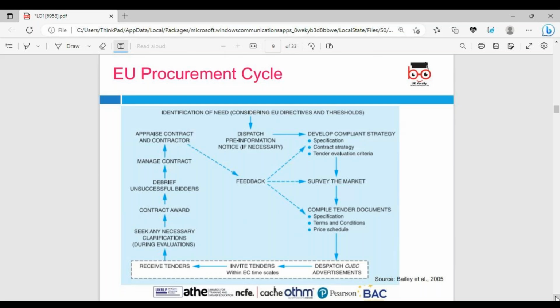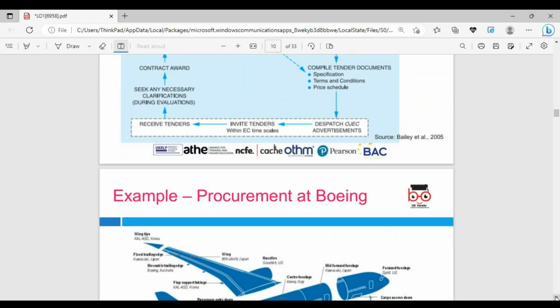Yes, development of compliance strategy. We need to have the specification and contract, because we have a watchdog here, which means every organization has a regulator, so we need to make sure that is fulfilled. Survey the market, complete the tenders, document the specification terms. Then receive the tenders, invite the tenders within the EC time scale, which is the European Commission time scale, within 3 months, within 90 days, and so on. And you advertise all. Then you start your work.